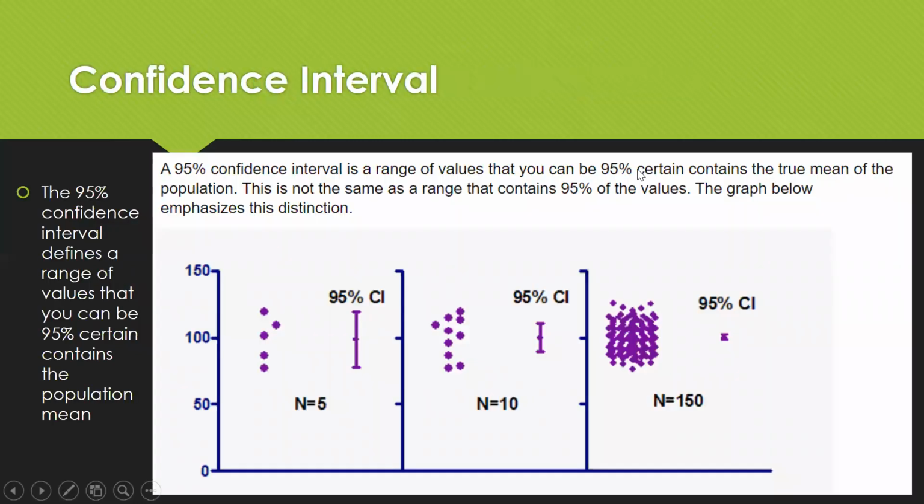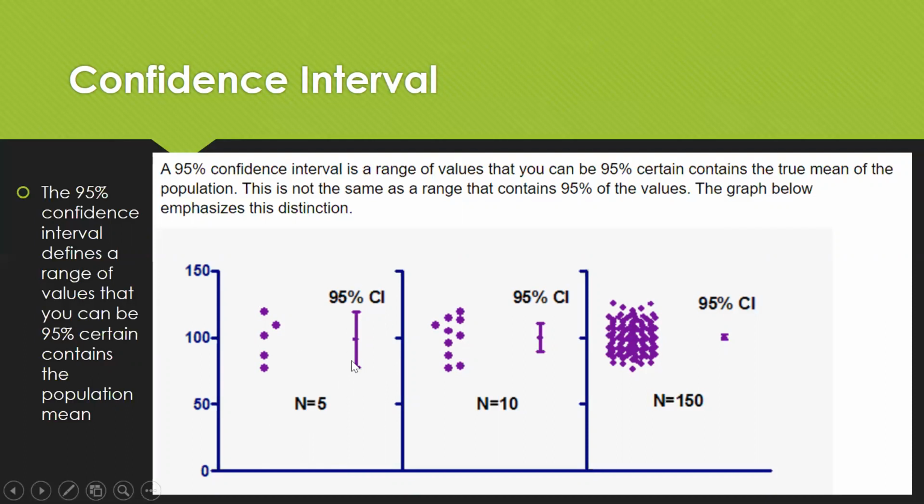So we have that one part, which is statistical significance. Now let's talk about confidence intervals. A 95% confidence interval defines a range of values that you can be 95% certain contains the population mean. This is really different from a range, and I hope that this picture really can show the distinction of that.